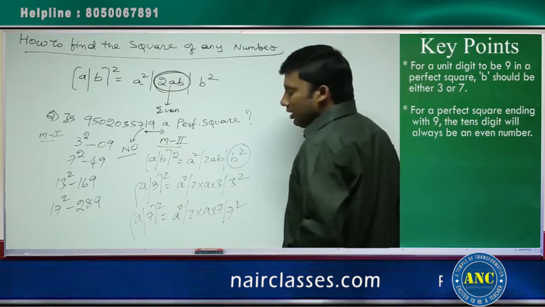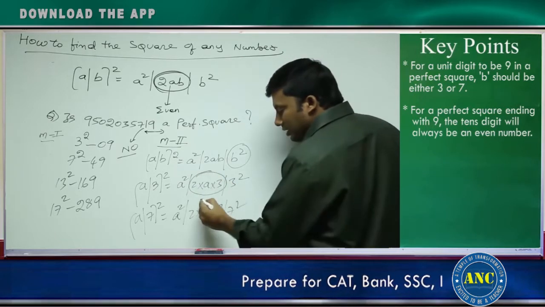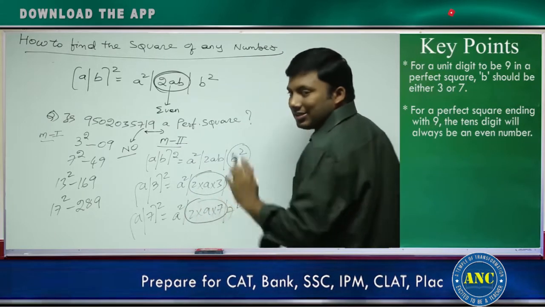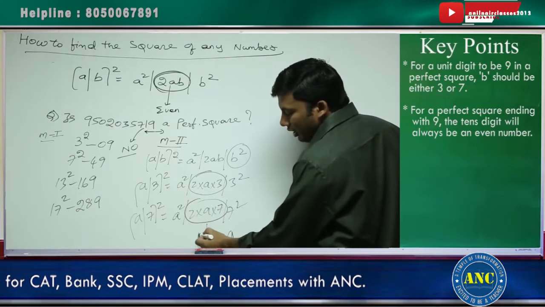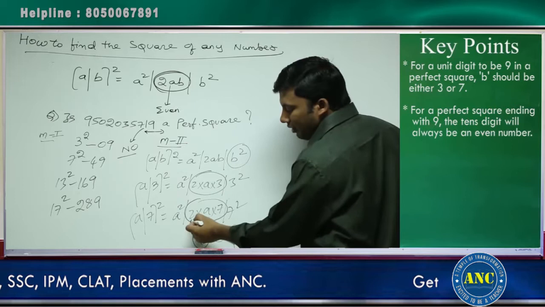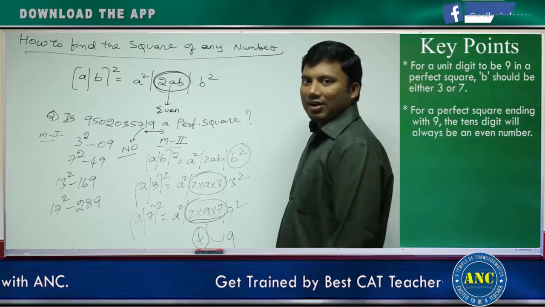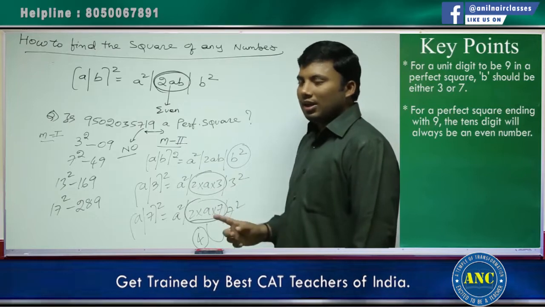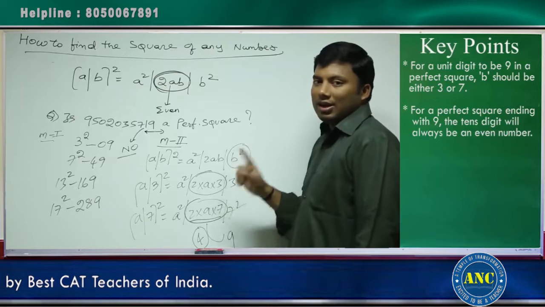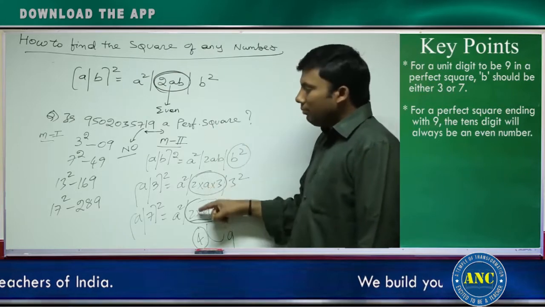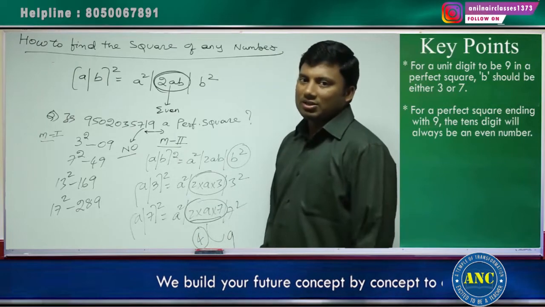Please observe, this number is multiplied by 2, so it is an even number. 7 square is 49, 9 is written and 4 is carried forward. 4 is even, and this is even. What is even plus even? Again, it is an even number. I hope the concept is very clear. Any perfect square ending with 9, the tens digit should always be an even number. This is the proof by using this concept, and earlier was the proof by example. I hope the concept is clear.